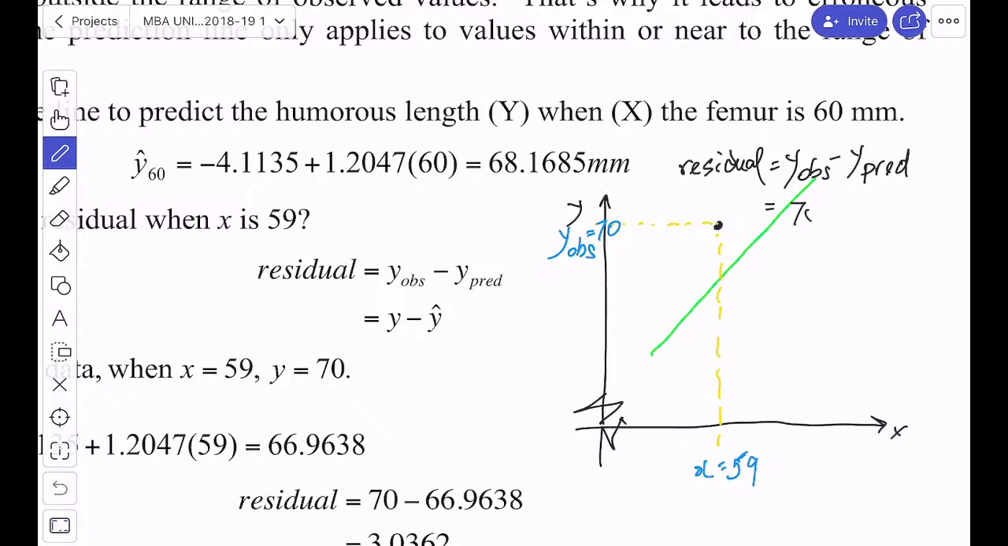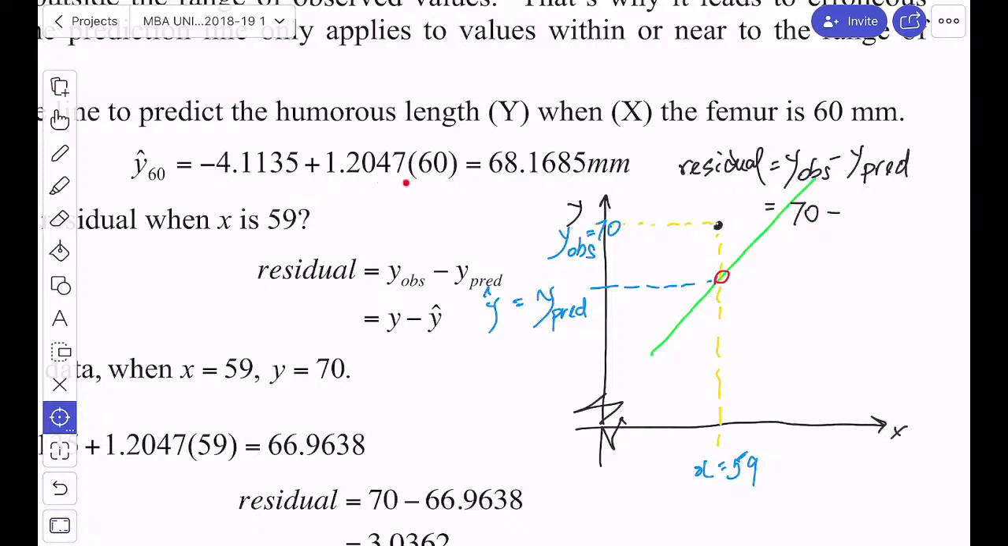So the observed value is 70, and the predicted value we need to calculate. The predicted value is here on the line. So let's get the predicted value, which I also write as y hat. And how do we get that? We need to plug in something to the formula, right? The formula or the equation of the line gives us the value. So I'm going to use the form in the notes just so we get the same answer.